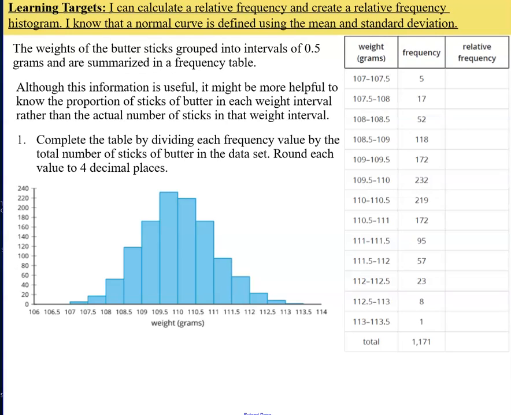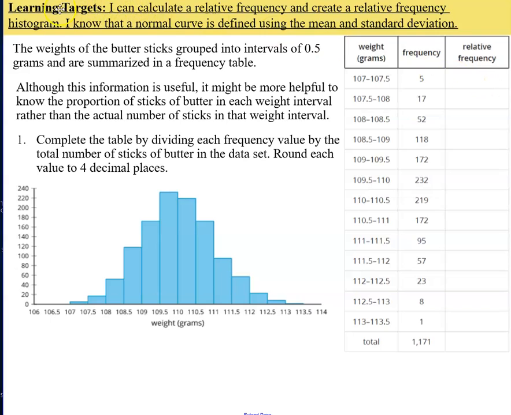And so this information is pretty useful, but it might be helpful to know the proportion of sticks of butter in each weight interval rather than the actual number of sticks. And so what we can do is complete the frequency table by taking all of the numbers, which are the frequencies of sticks of butter that are within a certain range. And if we divide this number by the total number of sticks of butter, we will get a decimal number that will represent the relative frequency.